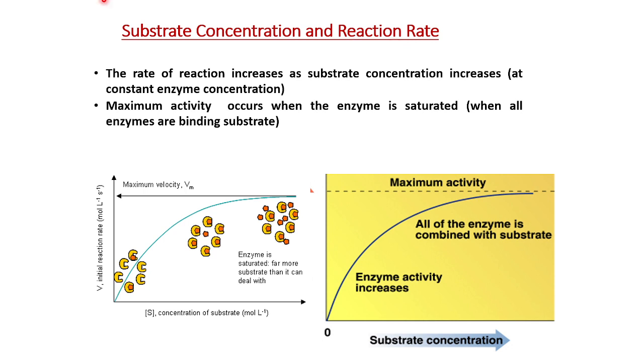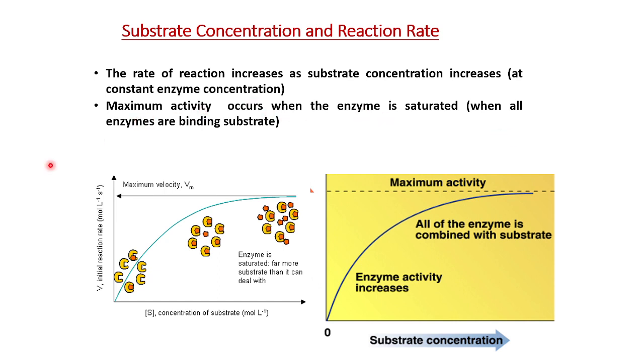In short, the rate of the reaction increases as the substrate concentration increases, but why, we will come to the derivation and all in the next class. At a constant enzyme concentration, the rate of the reaction increases with the substrate concentration. You can see from the graph, where we have the initial reaction rate and here the substrate concentration, that the maximum activity occurs when the enzyme is saturated.